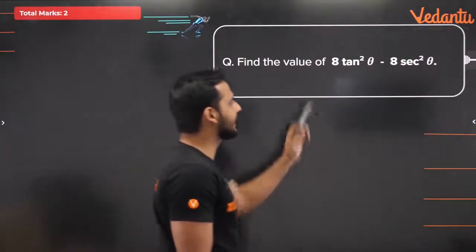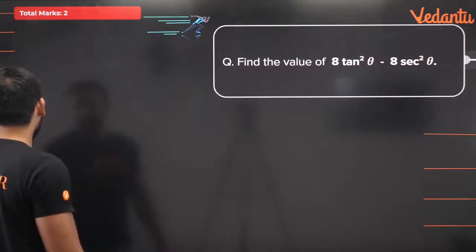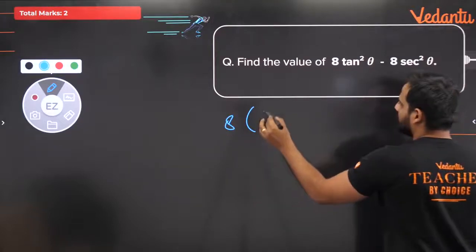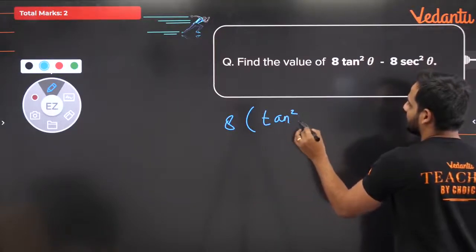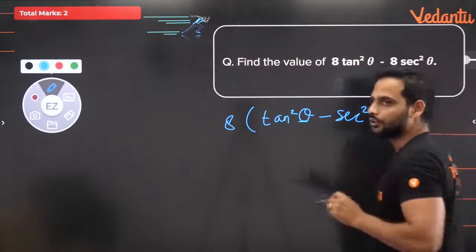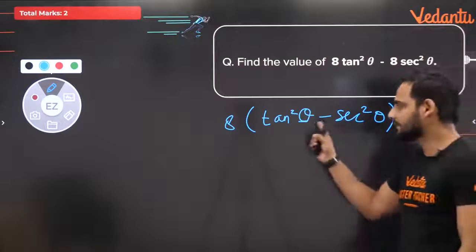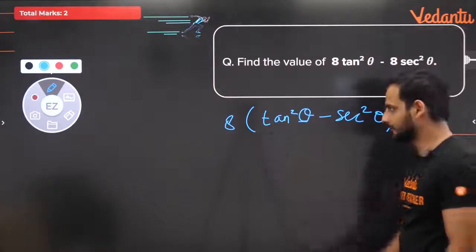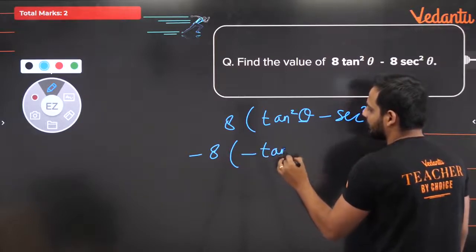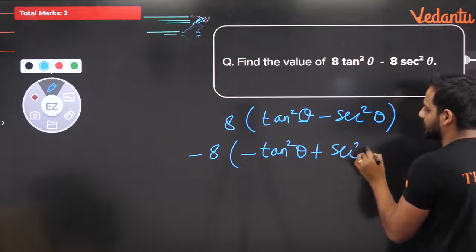Find the value of 8 times tan square theta minus 8 times sec square theta. So what you'll do in this case, look, take 8 common. If I take 8 common, it will be left with tan square theta minus sec square theta. Okay? You know the identity which is sec square theta minus tan square theta. So that is the negative of it. What I'll do, I'll take negative common. If I take negative common, it will become minus tan square theta, sign will change and minus sec square theta will become plus sec square theta.